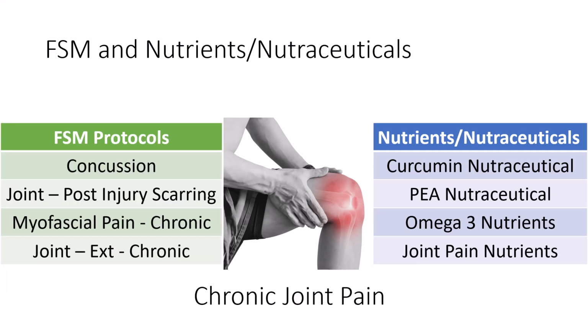Then, too, you're combining the nutrient stack with a stack of FSM protocols that support the healing process energetically. So you might use an extremity joint protocol for chronic arthritis, a myofascial pain protocol, a protocol to remove scar tissue, and the concussion protocol. It's when you combine these 2 stacks, the stack of FSM protocols and the nutrient nutraceutical stack, that you get the best results.